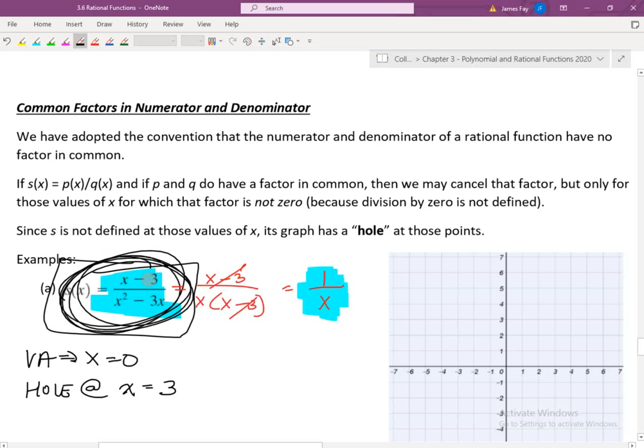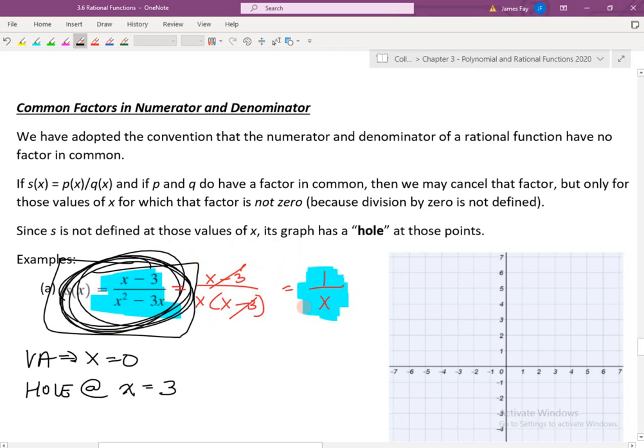What's 3 minus 3? 0. What's 9 minus 9? 0. What's 0 divided by 0? Can't do it, right? So that doesn't give me a y value. But if these two things are identical, except for at that one point, this doesn't have that discontinuity at 3.